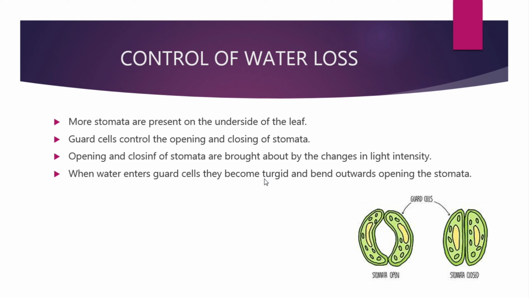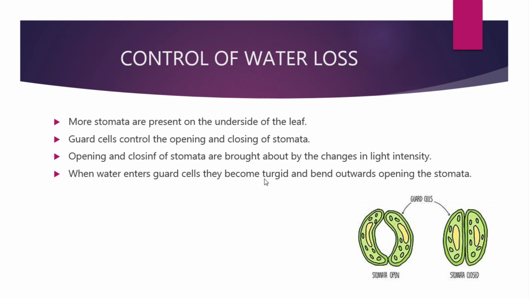So how can we control water loss? How does the plant control water loss? Most stomata are present on the underside of the leaf. Stomata on the underside of the leaf will have a lower impact of wind speed. As the wind flows, there would be a higher impact on the upper surface of the leaf compared to the lower surface. This would reduce the water loss, as the water at the stomata on the underside of the leaf would not flow with the wind.